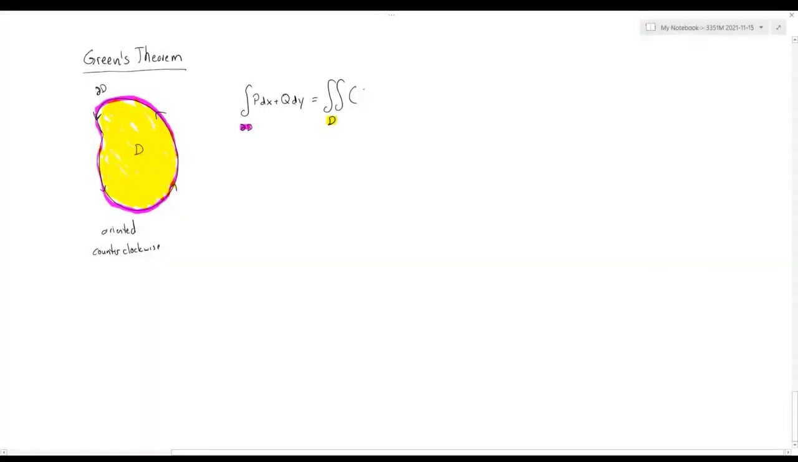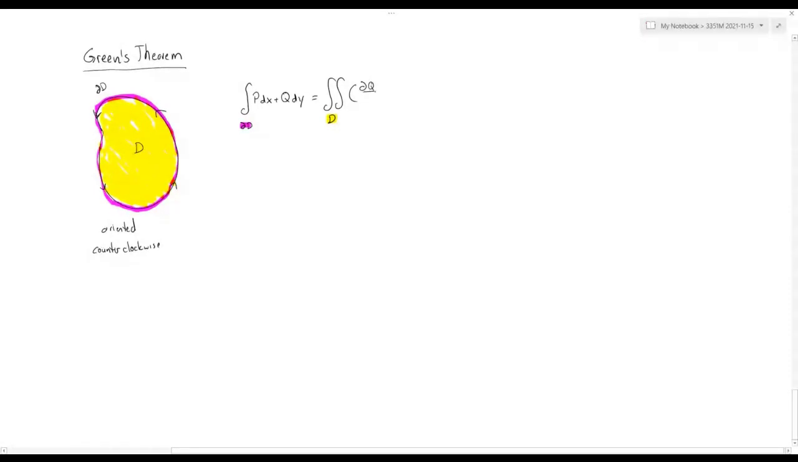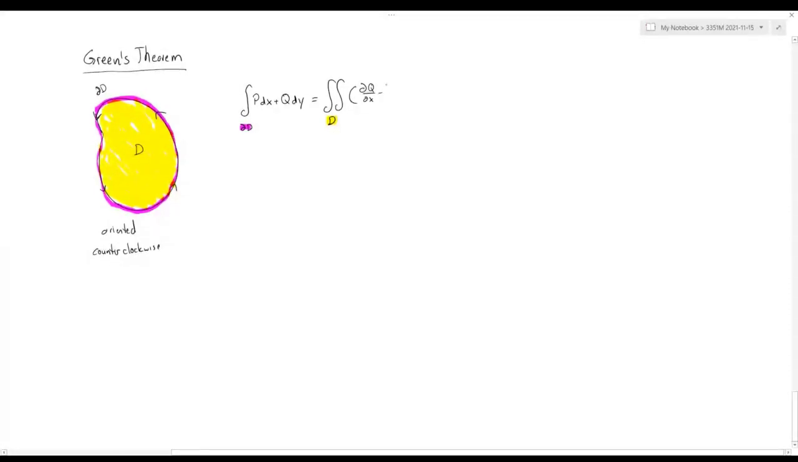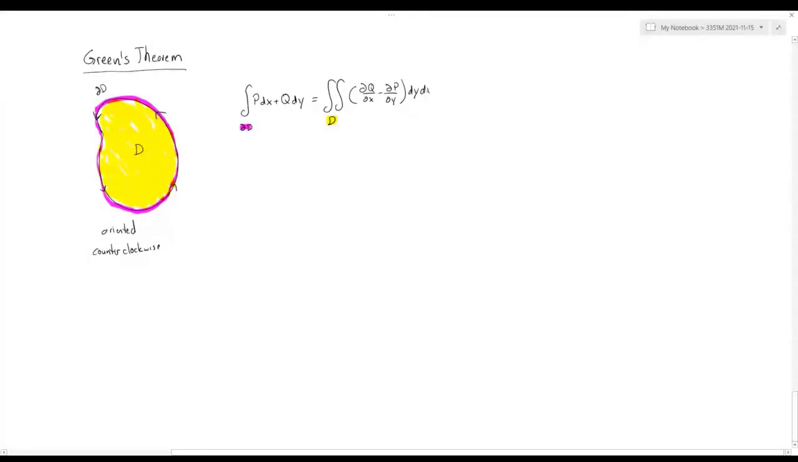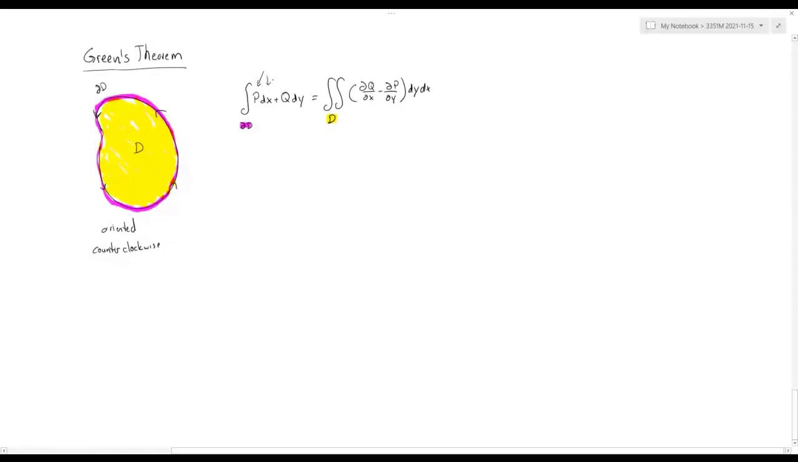Then you can prove that this is the same as the derivative of q with respect to x minus the derivative of p with respect to y. And just remember that p, just conventionally, is the thing that multiplies dx, and q is the thing that multiplies dy. Alphabetical order: p, q, x, y. So that's Green's theorem.